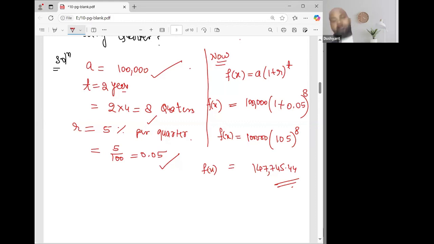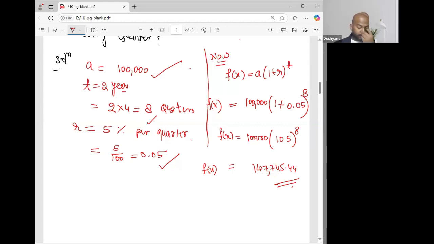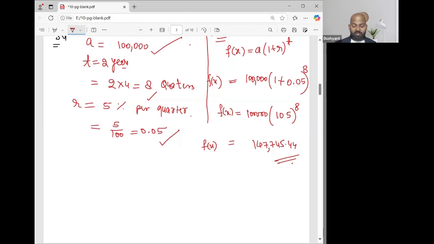Check if it's clear or not. Yes, sir. That's the exponential thing. It means the amount will become this much in 2 years. So the approximate value, therefore, is an amount of 147,745 received after a period of 2 years.